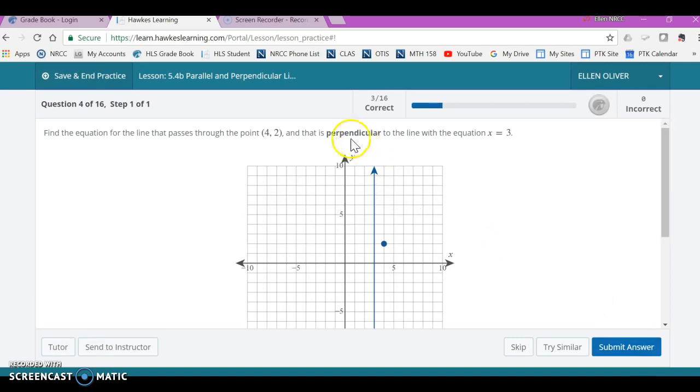All right, perpendicular. So that's going to be the opposite, okay? So if it said parallel to the equation x equals 3, that would be x equals 4. But in this case, it's perpendicular to that, so it wants the y equals. In other words, it's going to be a horizontal line through this point. So y has to equal 2.